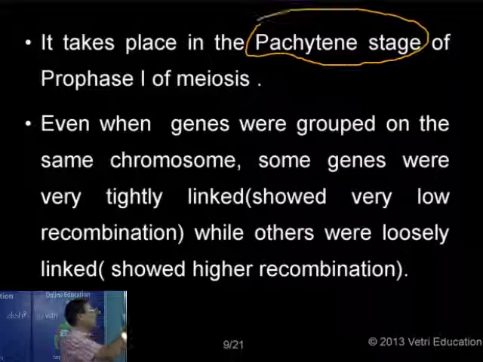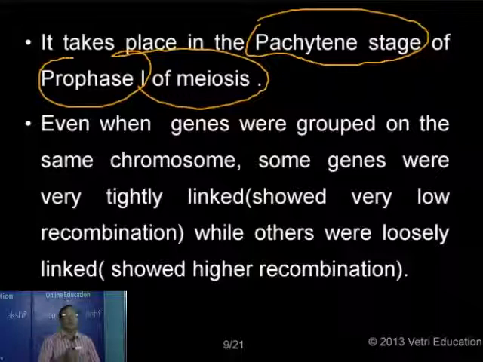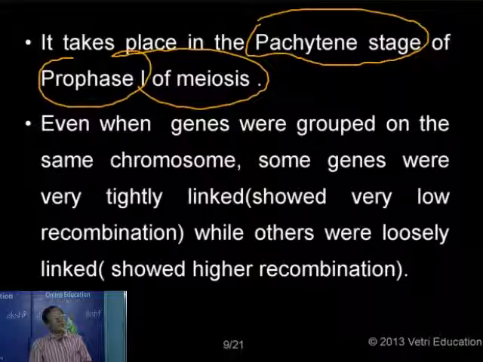Now, I mentioned already, even when the genes are located on the same chromosome, for example A, B, C genes, some of the genes are tightly linked and some of the genes are loosely linked. Those genes which are tightly linked show less recombination frequency, so they show a very low recombination percentage. While other genes which are loosely linked exhibit a higher percentage of recombination.